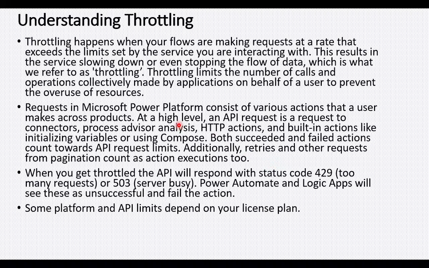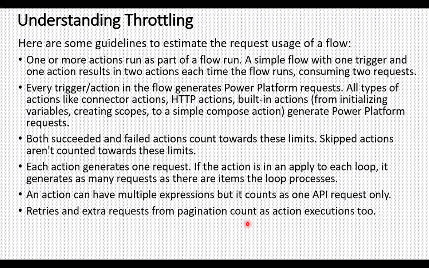But if you're doing the same thing in cloud flow, any kind of action will be counted as an API request. So when you get throttled, it means the server is too busy to work on your request, so it will respond with status code 429. That is, too many requests in a shorter span of time, or server busy. Okay, and some platform API limits depend upon your license plan also in Power Platform or Microsoft 365. Okay, so let's move on to next.